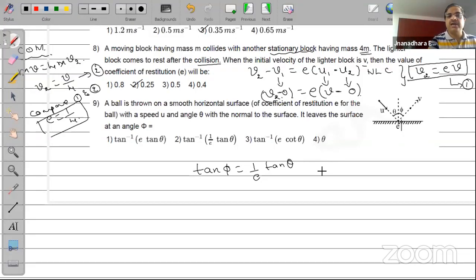So what should be the answer to this? Answer is this: 1 by E times tan theta. Okay. So good. So we have done up to 9. Let's now go to the next set of questions. If you are done with this, let's go to the next set of questions.